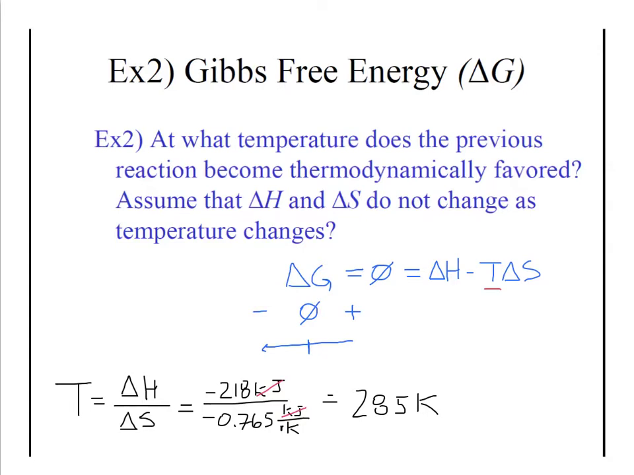So what we found there then is once the temperature reaches 285, so if we were to cool whatever this reaction is down to 285, we would wind up with a spontaneous reaction, so a reaction that is thermodynamically favored. So for whatever this particular reaction is, any temperatures below 285 Kelvin are going to be spontaneous. Any temperatures above 285 Kelvin are going to be non-spontaneous.